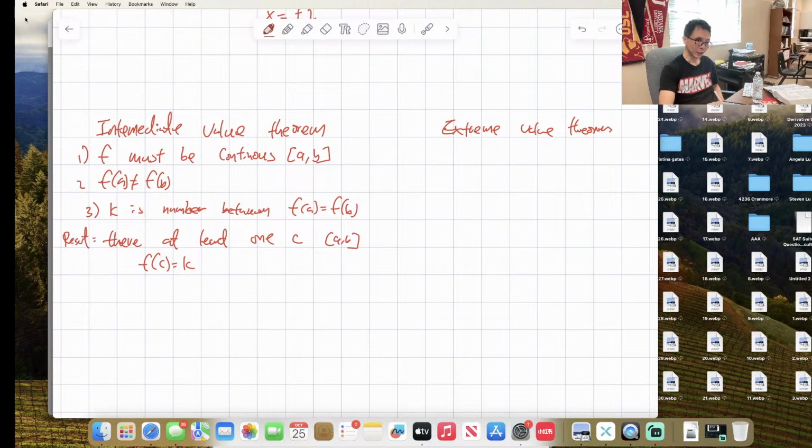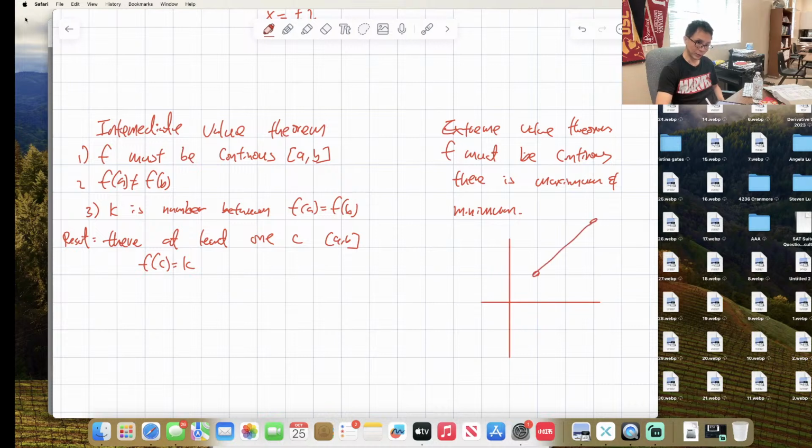Okay. Extreme value theorem says f must be continuous. And this one's probably the easiest one. If f is continuous, there is a maximum and a minimum. Is that okay? There's a maximum and a minimum. Just think about a basic function like this. This is a closed circle. There's a maximum value at the end. There's a minimum value on the left.